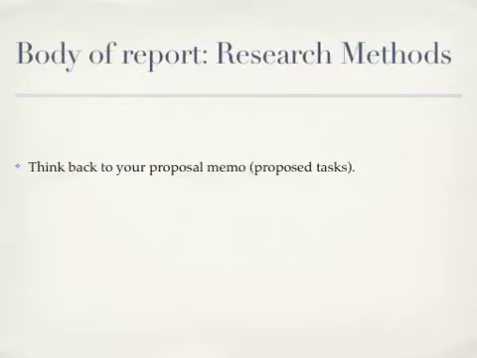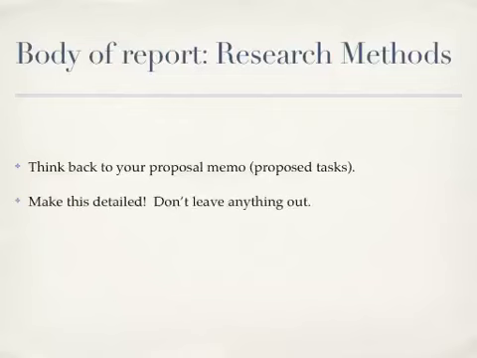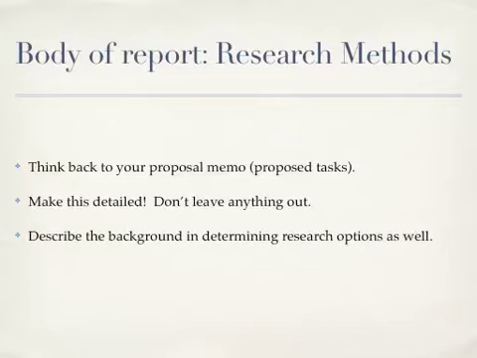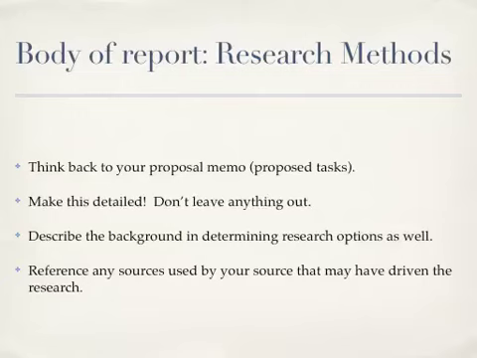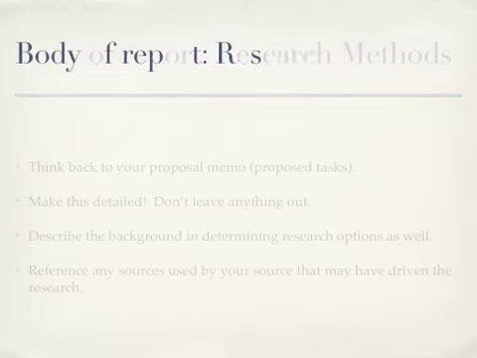In the body of the report, I quickly want to look at the research methods. Like I said before, think back to what you had listed as your proposed task in your proposal memo. Make this very detailed. The person reading your report has not been with you there step by step by step. Make it as detailed as possible. Describe the background in determining the research options as well. So kind of how did you come up with that these were the issues that you needed to research. Make sure to reference any sources that you might have used along the way.